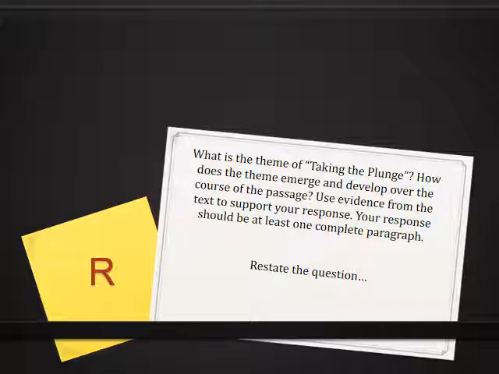In our particular example, we are working with a text entitled Taking the Plunge. This is the exact question from the text. What is the theme of Taking the Plunge? How does the theme emerge and develop over the course of the passage? Use evidence from the text to support your response. Your response should be at least one complete paragraph.